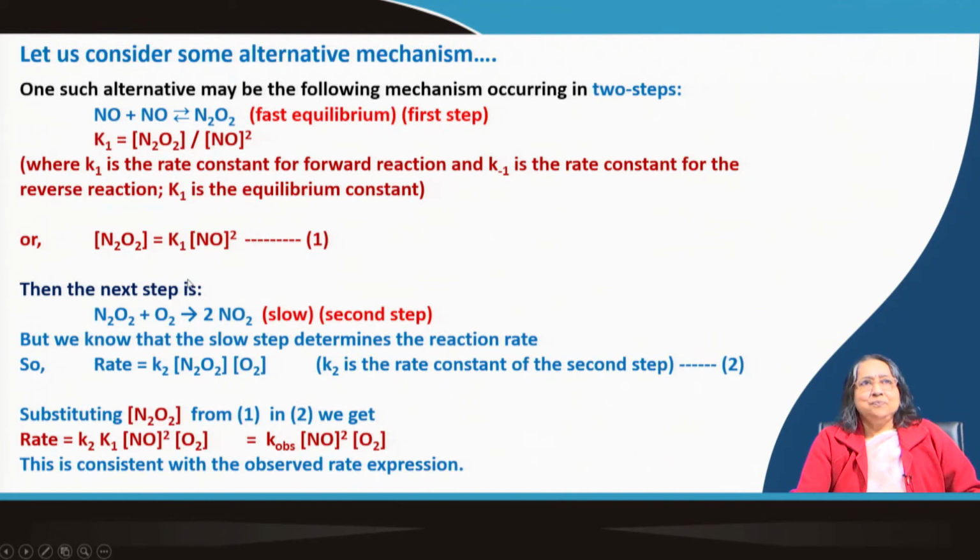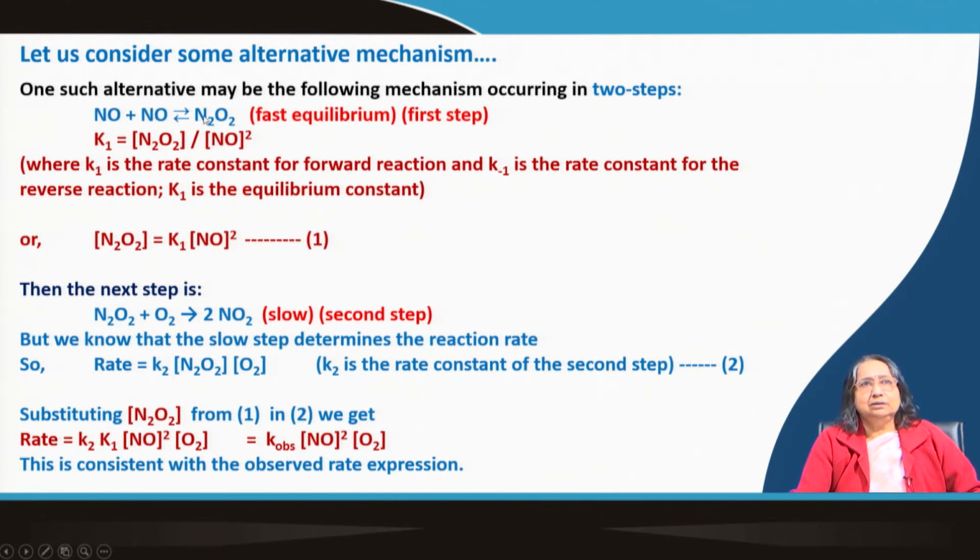Okay. Now, what is the next step? Because N2O2 is an intermediate, it has to be consumed. So, the next step is N2O2 plus O2 giving 2 NO2, and this is a slow step, the second step. Now, we know that the slow step determines the reaction rate. Then what will be the rate? Rate will be k2 into N2O2 concentration into oxygen concentration. Now, here N2O2 is not appearing in the overall reaction.